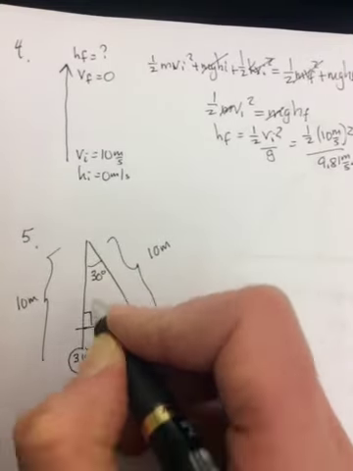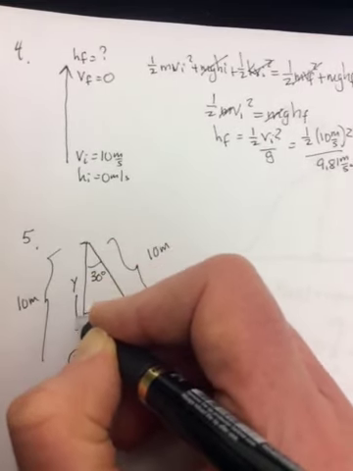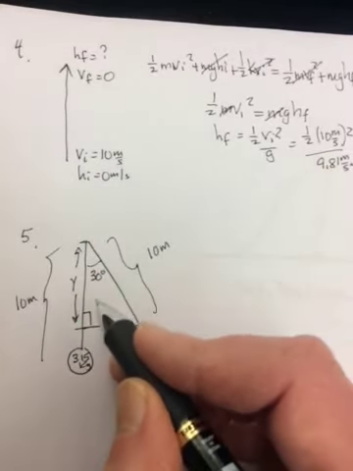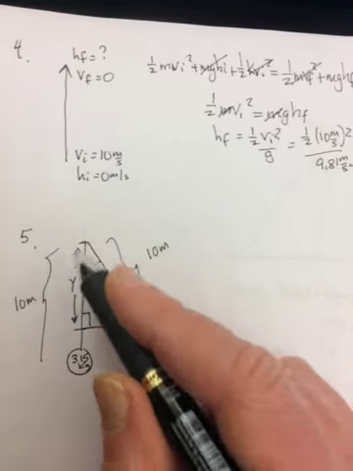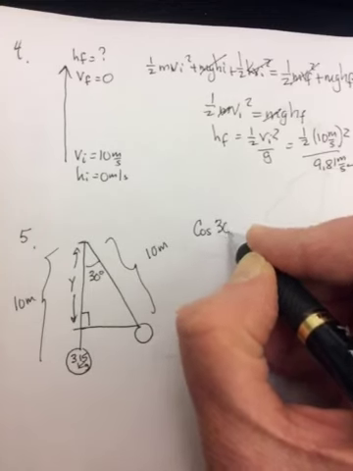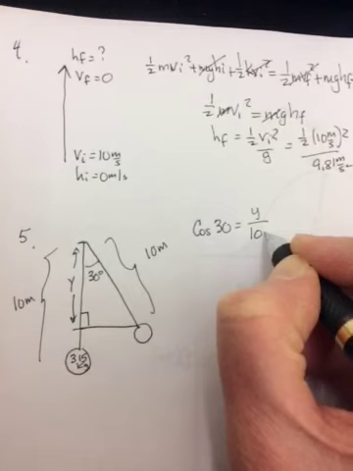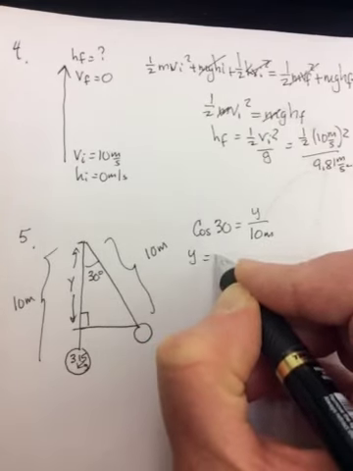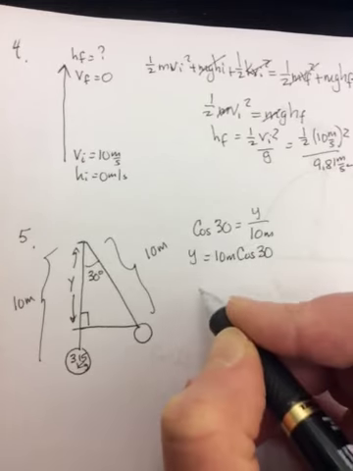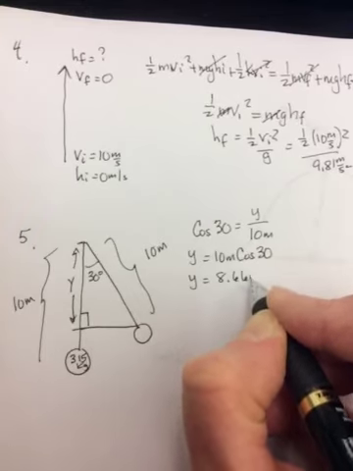Above this line you drew across, this section of the length of the pendulum we're going to call y. And we can find it because we know the hypotenuse, it's 10 meters. We know the angle, it's 30 degrees. We want the adjacent side. So we would do cos of 30 is equal to adjacent y over hypotenuse 10. So y is equal to 10 meters cos of 30. And the cos of 30 is 0.866, so y is equal to 8.66 meters.